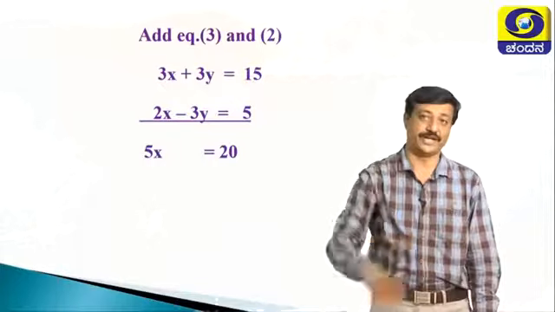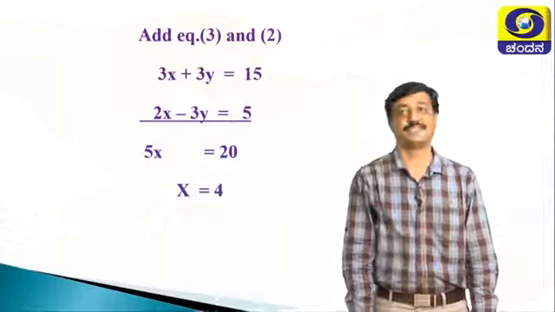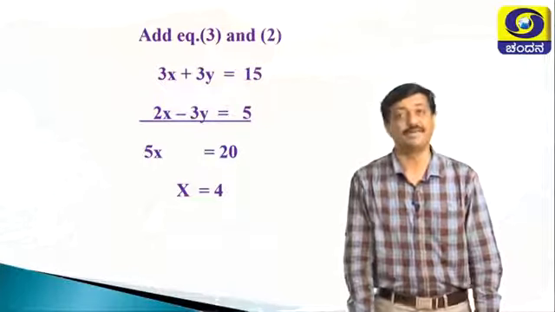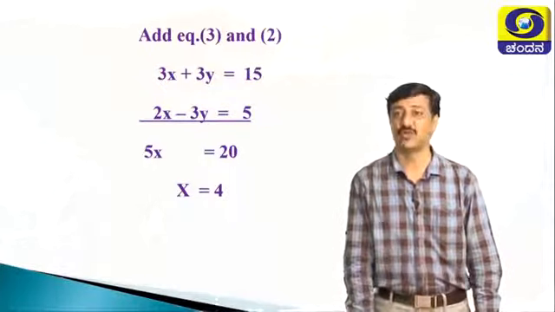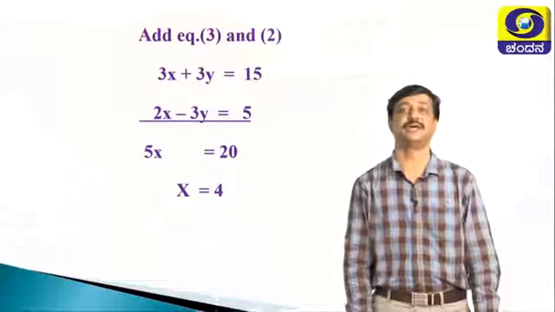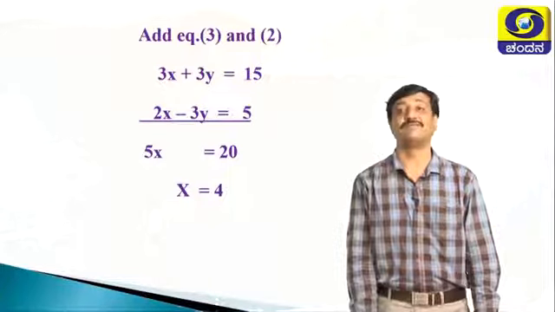Now, transpose 5 to that side. After transposing 5 to that side, 5 cancels with 20, and finally, we can get the value x equals to 4. The value of x is equal to 4. So, in this way, you can get one of the values.